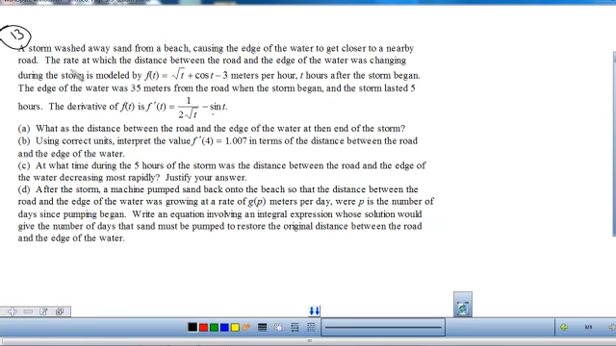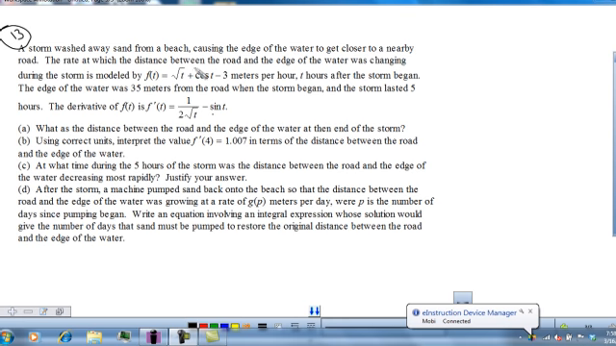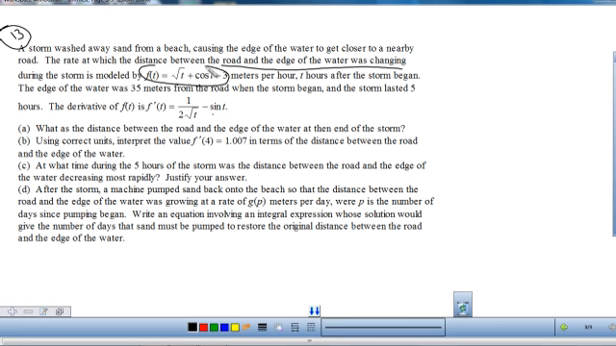Okay, so number 13, the rate at which the distance between the road and the edge of the water was changing during the storm is modeled by F of t. So F of t is, you have the water and the road, and this is the rate of change at which the distance between the road and the water is changing. And it's in meters per hour.